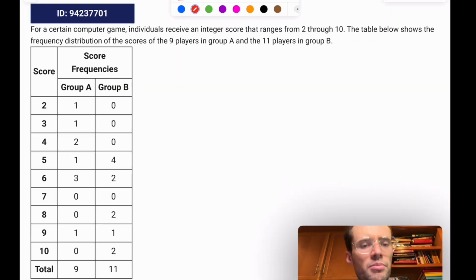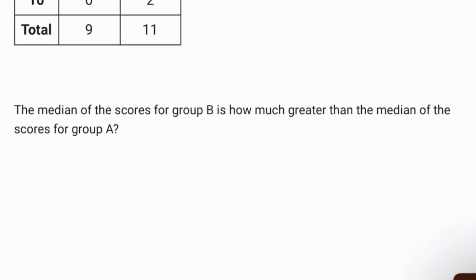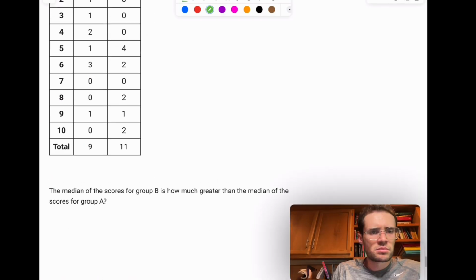For a certain computer game, individuals receive an integer score that ranges from 2 through 10. Okay, so 2 through 10. And the table below shows the frequency distribution of the scores of the 9 players in Group A. So there's 9 players in Group A, that's here. And of the 11 players in Group B, so that's here. And the median of the scores for Group B is how much greater than the median of the scores of Group A?